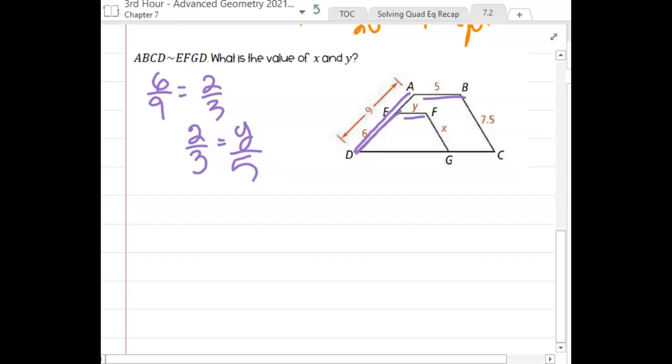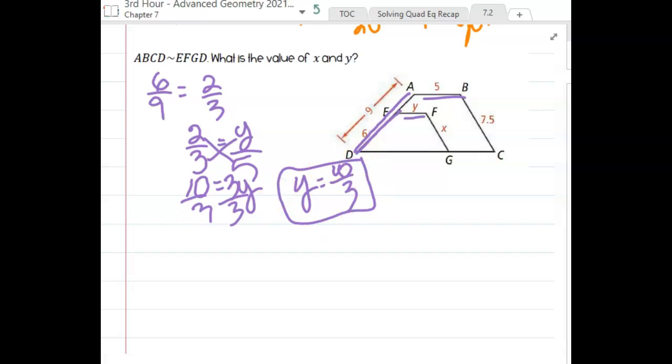Okay, now I have a proportion. How do we solve proportions? Cross multiply, right? Cross products. 2 times 5 is 10. 3 times y is 3y. Divide by 3, and we should get 10 thirds. I had somebody last class ask if we could turn this into a decimal. You technically can, but it would be 3.3 and you would probably round. Whenever you round, it's not an exact answer, so for this one it would be better to leave it as a fraction. If it gives you a terminating decimal, I'm fine with decimals, but if it gives you a repeating decimal, just leave it as a fraction.